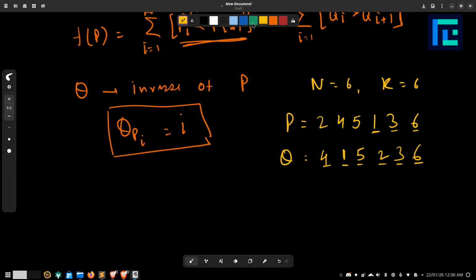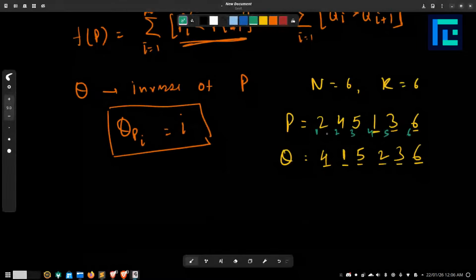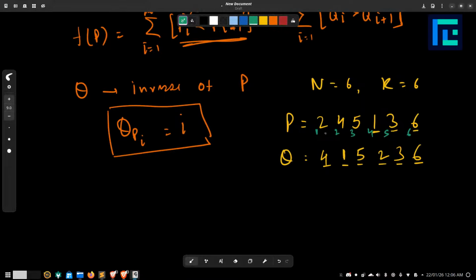Also, another way you can look at this is that 2 has the index 1 in p. Basically what we are doing is writing 4 at the first index, then 1 at the second index, then 5 at the third index, then 2 at the fourth index, then 3 at the fifth index, then 6 at the sixth index. So basically q of p i is equal to i.